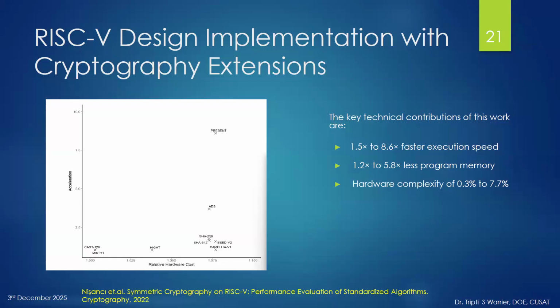So like this, a lot of different works are there. Vega doesn't have a cryptographic extension, but it has float, single precision, double precision, bit manipulation extensions, etc. So all these extensions add hardware complexity to it.